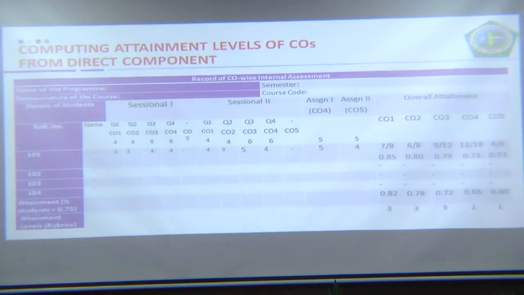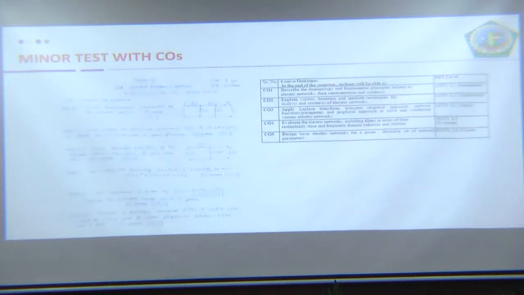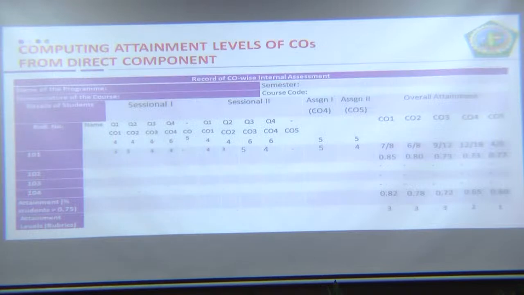So this is how we can compute the levels of COs. As I told you, we will be evaluating the individual COs. So what we have done? We have given CO to each question, then CO-wise assessment needs to be done, not question-wise directly. That in CO1, if there were two questions, how many marks has the student obtained? In CO2, how many marks has the student obtained? Like that. So such a sheet should be prepared.